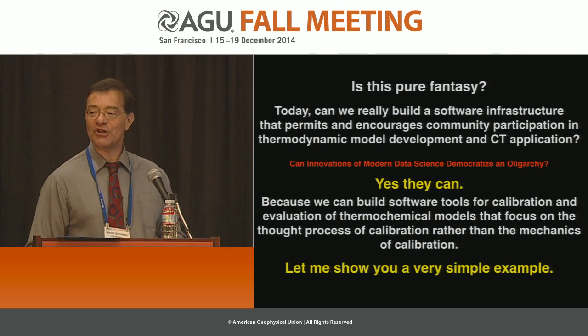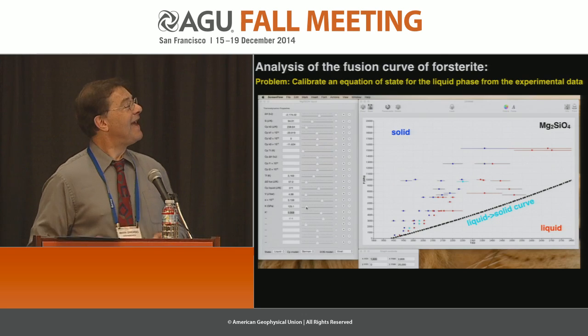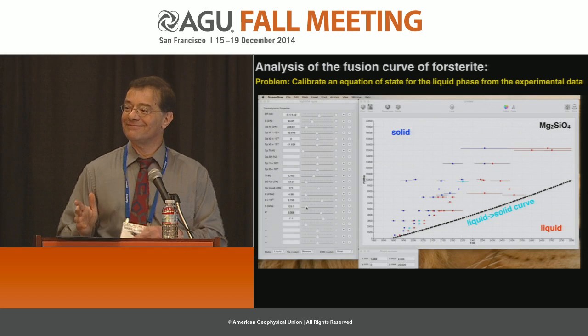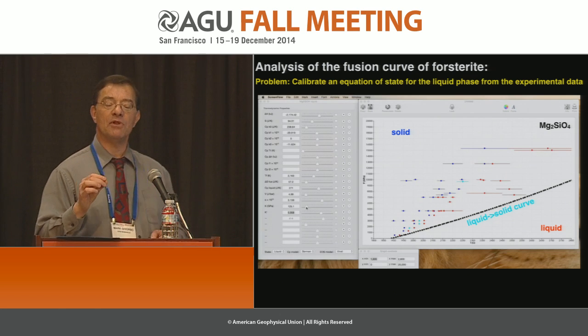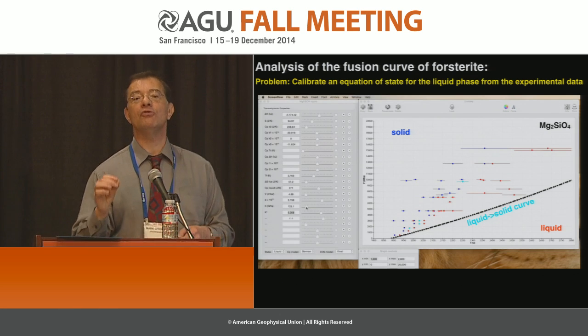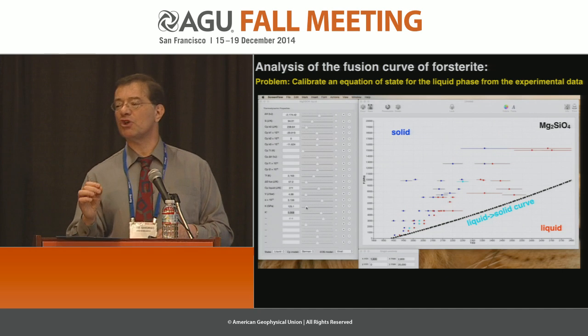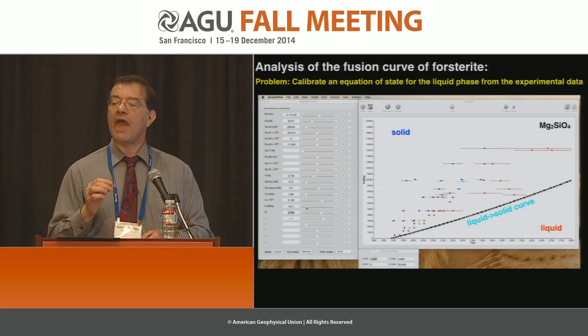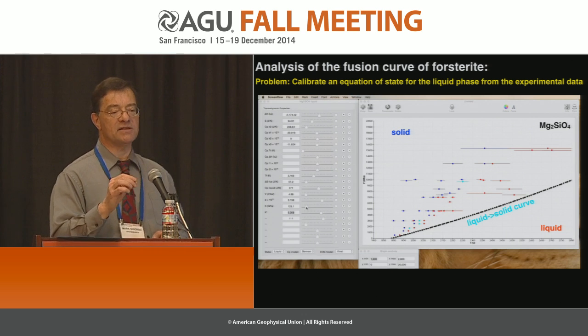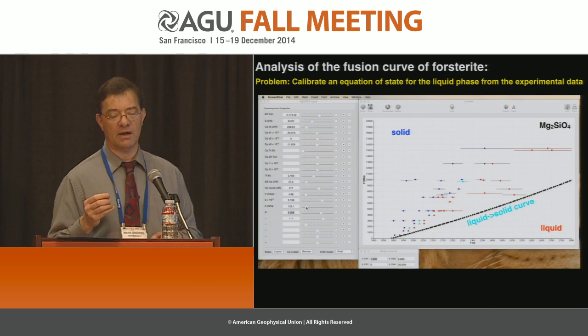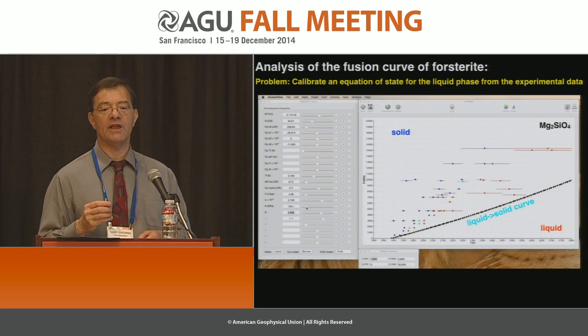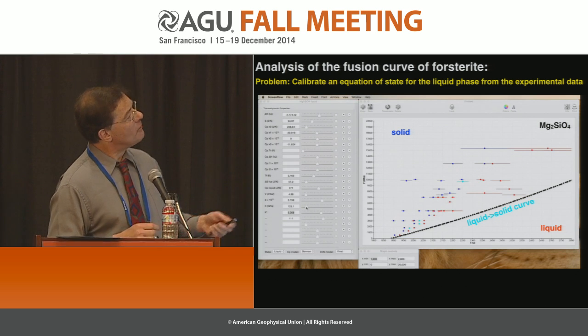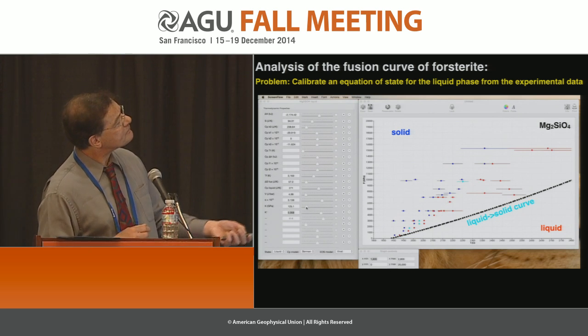And I want to show you an example. At the risk of boring you, I want to show you an example of how to actually calibrate a fusion curve using software tools that are completely visual, and that give you a sense of how to do thermodynamic modeling without having to worry about all the underlying equations. So what I've got here, just to set it up, this is a pressure temperature diagram.